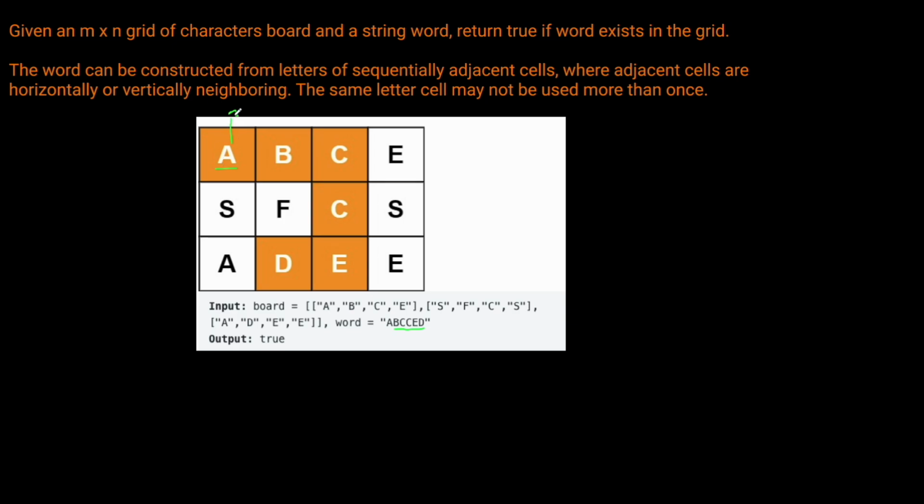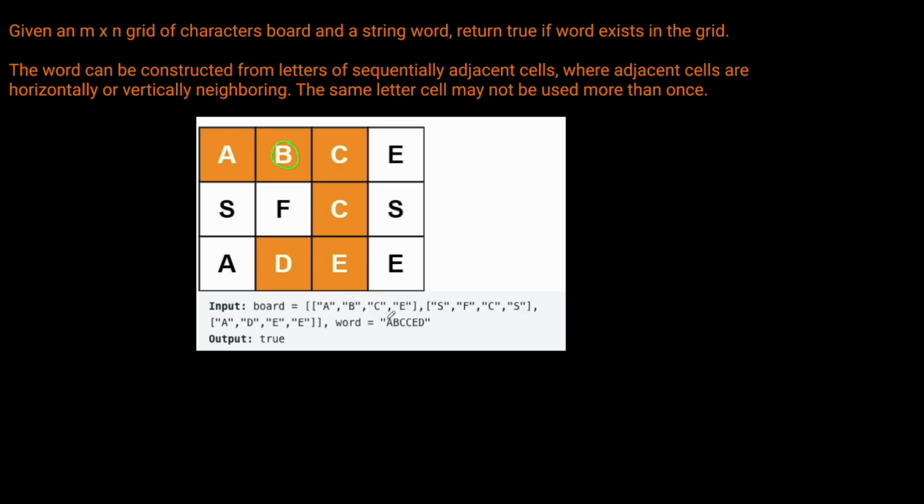So we can try going up, but obviously that's outside of the grid, so that's not going to lead anywhere. We can try going left. Obviously that's not going to go anywhere, so we can't go there. We can go to this S, but obviously S is not equal to this B, so we can't go here. But we can go to B, and that's a valid move, because we've already found the A, so now we're looking for B, C, C, E, D. So now we're at this B.